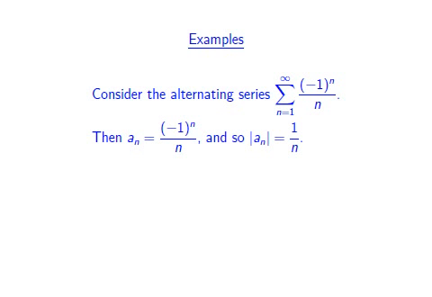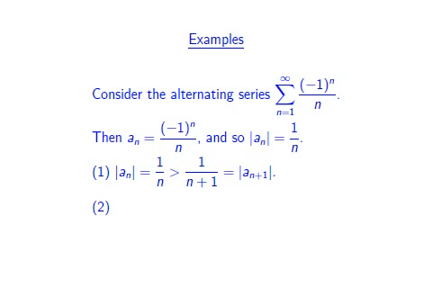Therefore, the absolute value of a_n is just 1 over n. We need to check our two conditions. First, we need to compare the absolute value of a_n with the absolute value of a_{n+1}. Now the absolute value of a_n equals 1 over n. Surely this is greater than 1 over n plus 1, which coincides with the absolute value of a_{n+1}. Hence, the first condition is satisfied.